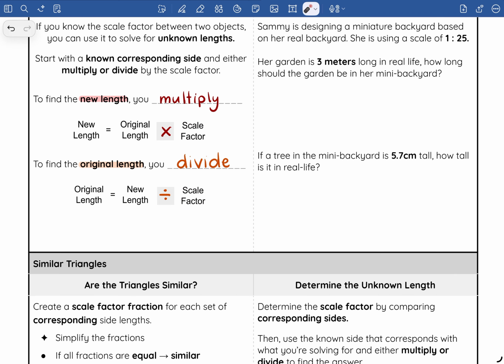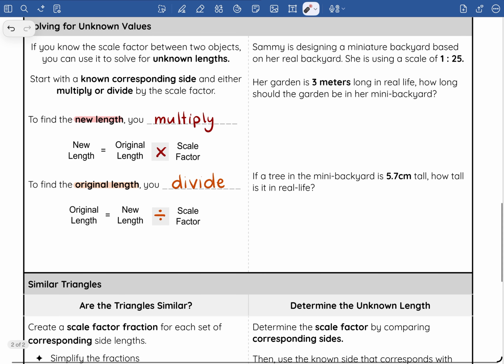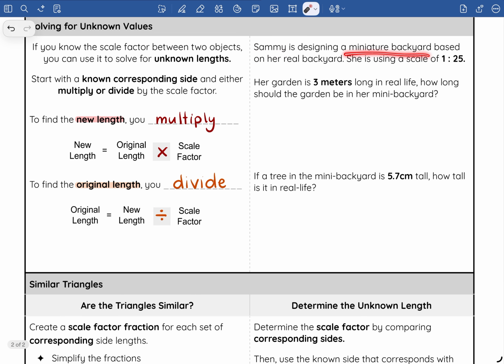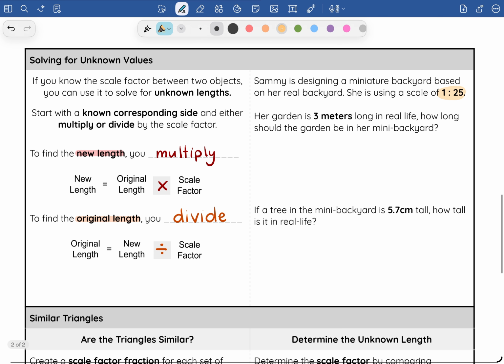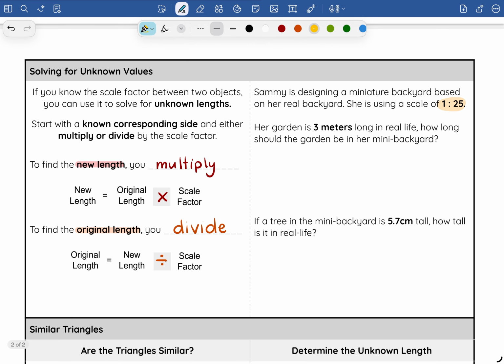So that's really important. So here we've got Sammy designing a miniature backyard based on her real backyard. She's chosen her scale for this project to be 1 to 25. I would recommend anytime you're given something like this, we turn it into our fraction first. And from our fraction, we turn it into our decimal. So 1 to 25, I didn't leave you a whole lot of space here, sorry. Maybe I'll put it up here. That would be 1 over 25.